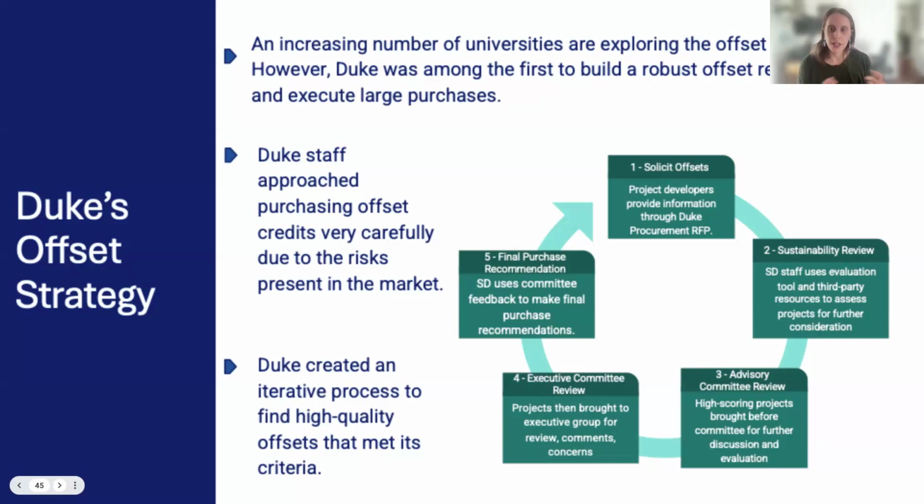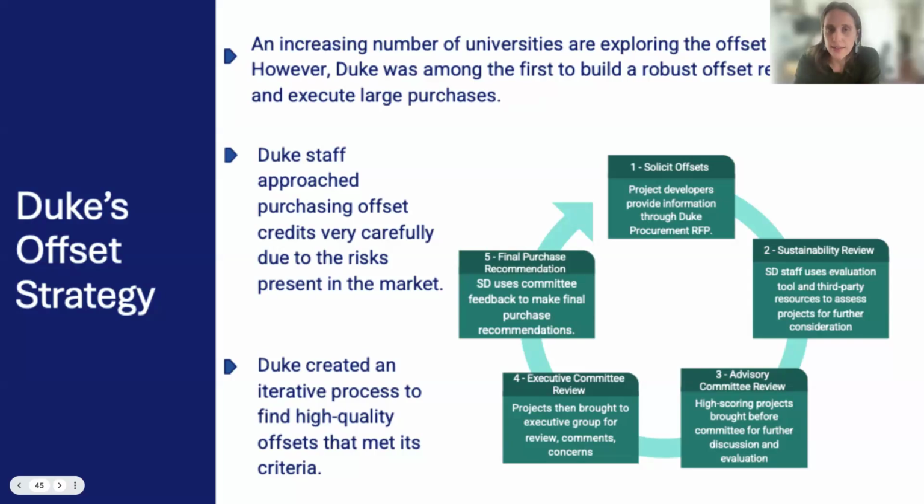And so a few years ago, we really pivoted to an evaluation and purchasing mindset. We created a robust review process to do these purchases. Because we were involved in the offset market from a number of different roles within the university, we're pretty aware of the risks and the problems with offsets. So we really wanted to establish what we consider high quality offsets and to distinguish what those high quality offsets were among the rest of the noise in the offset market.